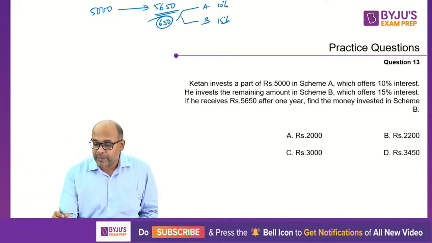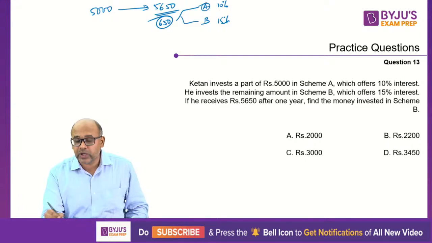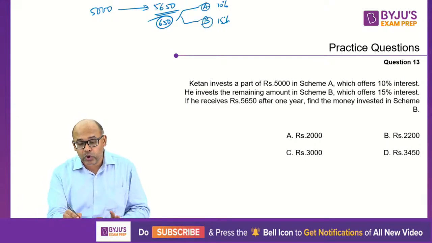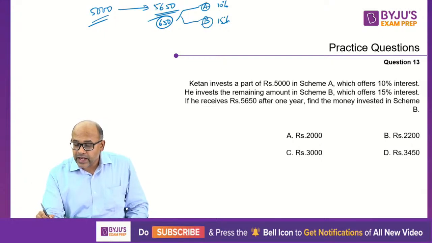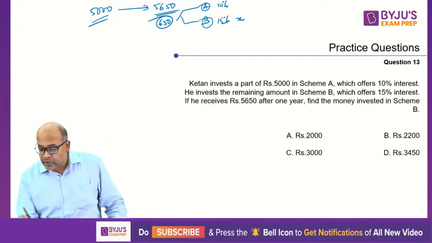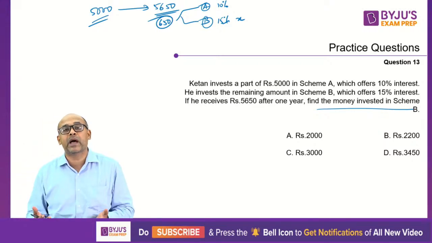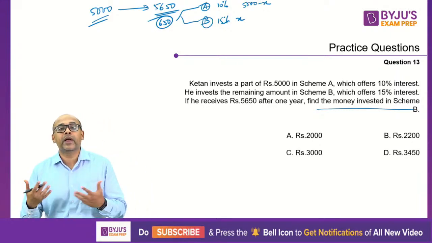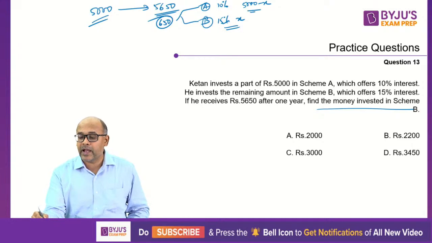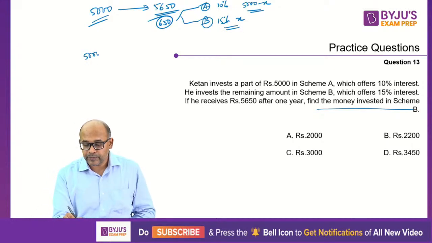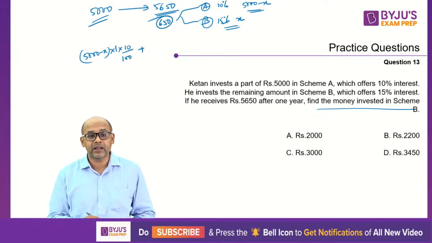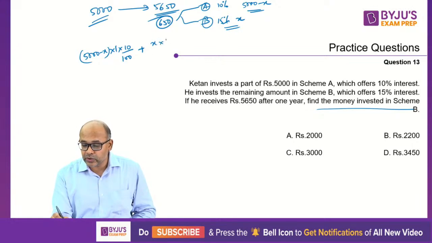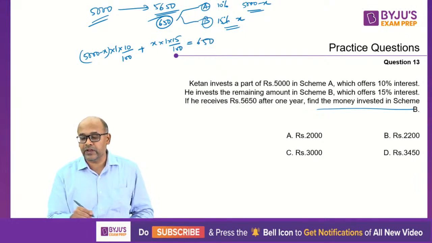Now, let's take a look at what is happening here. So, we don't know how much money is put in bank A, we don't know how much money has been put in bank B, but we know the total is 5,000. So, let us say X is put in bank B. I take X because we need to find the money invested in scheme B. So, if I take X as bank B, then 5,000 minus X will be in bank A. So apply the simple interest formula for bank B and bank A. So PTR, principal is 5,000 minus X into time is 1 year, rate is 10 by 100. This is for the first bank, plus second bank is X into time is 1 year, rate is 15 by 100. This total should add up to 650.